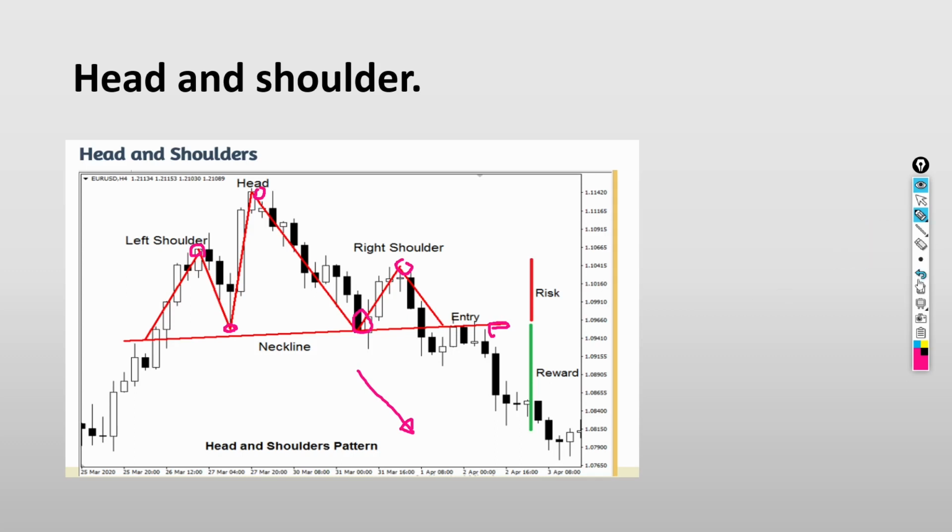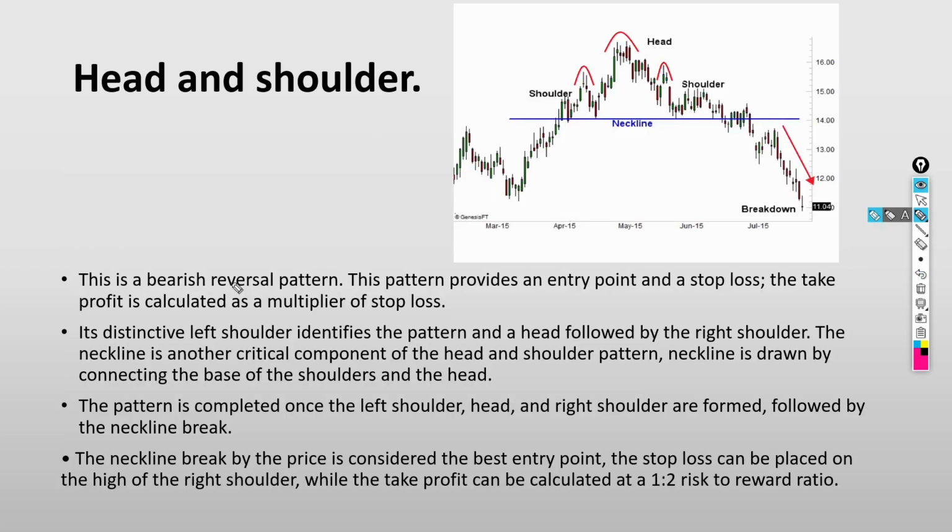Let us look at the head and shoulder. We are looking at the head and shoulder pattern. So this is a bearish reversal pattern. It means that when it happens, we get a change into a bearish trend or a downtrend. Okay, so this pattern provides an entry point and a stop loss point maybe, and take profit is calculated as a multiple of the stop loss. We shall look at that one later. So it is distinctive. The left shoulder identifies the pattern, then the head, followed by the right shoulder.